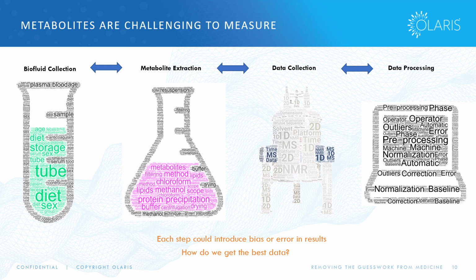So these are the main steps that we'll go through, from when you get the sample to the data processing before you do all your fancy algorithms. So we can think about biofluid collection. Even here, you can introduce some error and some bias. For example, what type of biofluid are you using? Are samples fasted? Are they not?